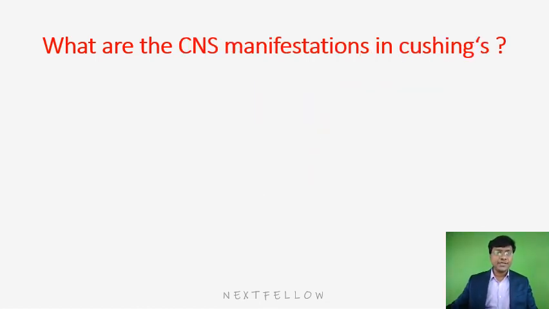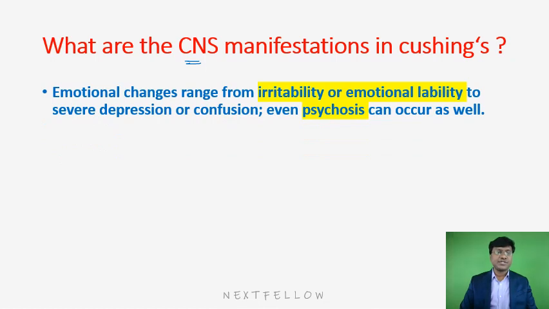Next, followed by that, you need to know what are the CNS manifestations in Cushing's. CNS manifestations include irritability or emotional lability. So this irritability or emotional lability is due to excessive firing of the cerebral neurons in Cushing's, and there will also be psychosis which will develop, right? So these are the CNS manifestations in Cushing's.